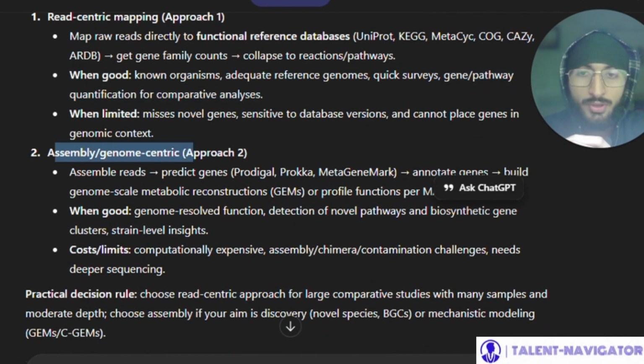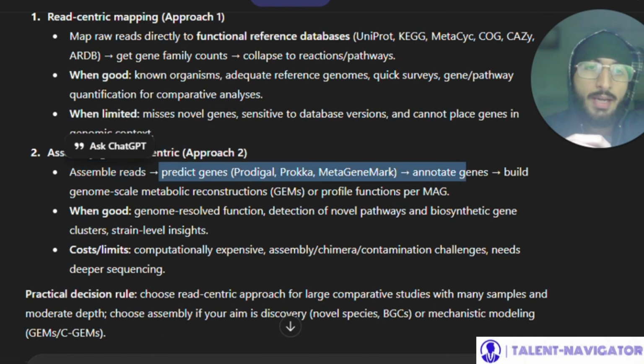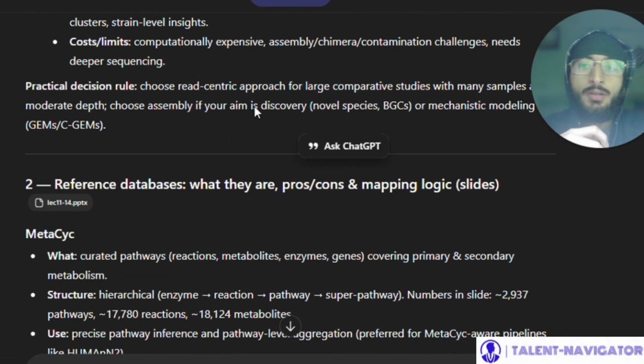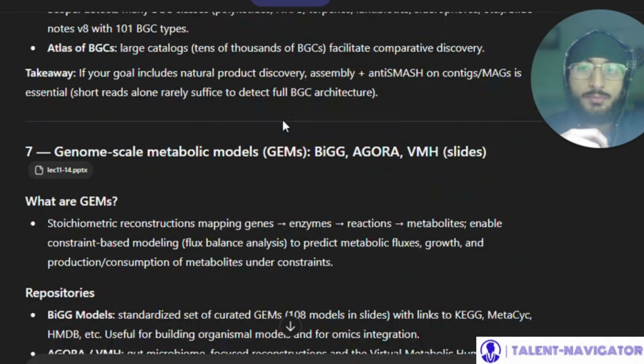And then we have assembly or genome-centric. What we do is assemble the reads, then predict the genes and annotate these genes, then build genome-scale metabolic reconstructions, GEMs, or profile functions per MAG. So again, this part you can skip. Right, moving on.